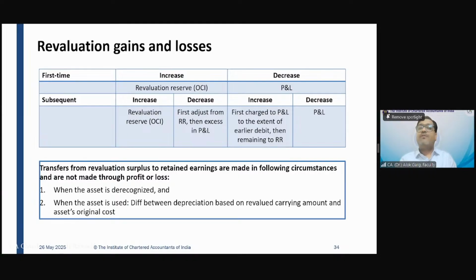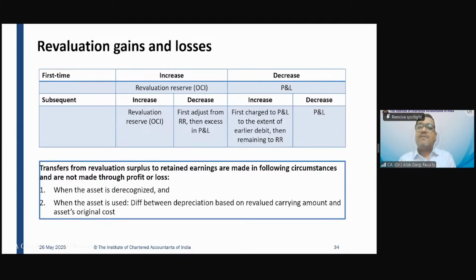In the next year, now this 1.05 lakh becomes 95,000. What is the accounting entry in the next year? The carrying value becomes 95,000. Revaluation reserve OCI account debit by 5,000. Then impairment loss P&L account debit 5,000 to intangible asset 10,000. Correct? Okay.